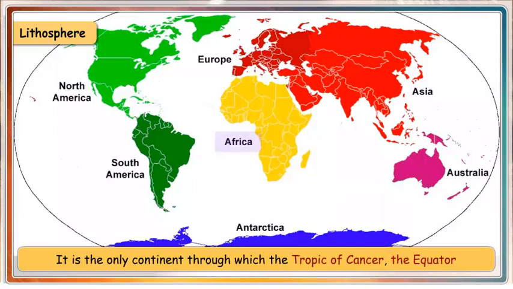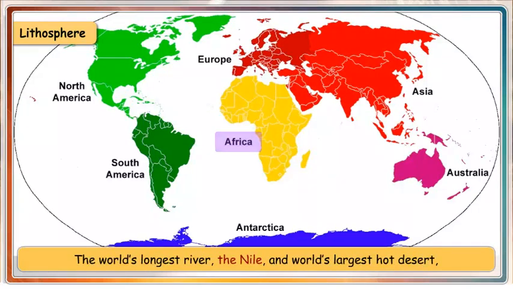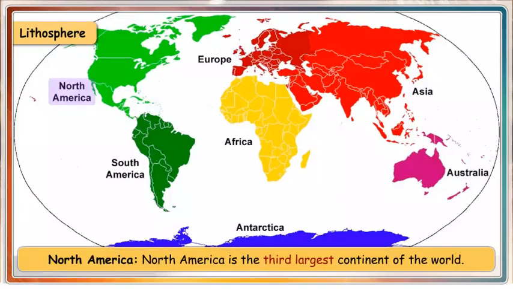It is the only continent through which the Tropic of Cancer, the equator and the Tropic of Capricorn pass. This continent is bound on all sides by oceans and seas. The world's longest river, the Nile, and the world's largest hot desert, the Sahara, are found in Africa.